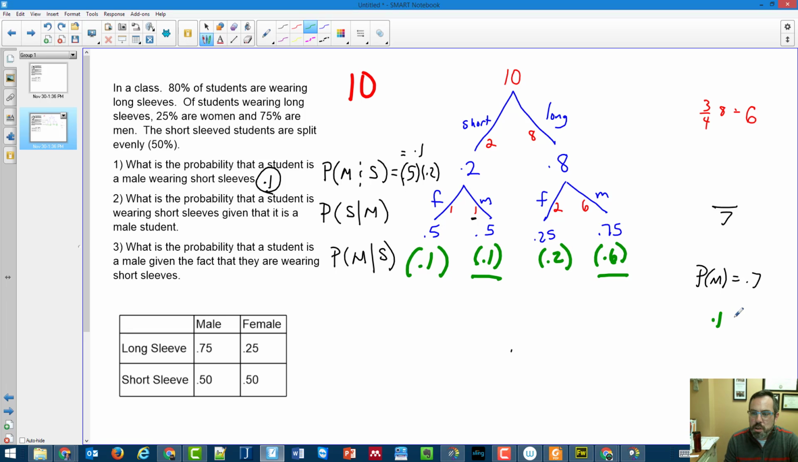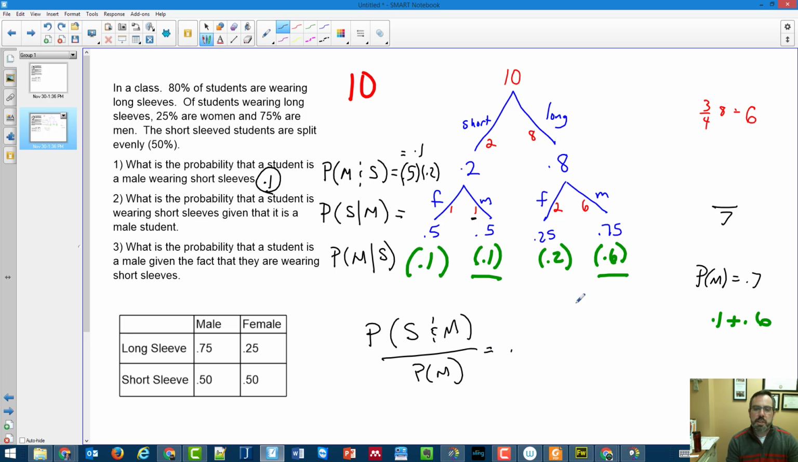All right, so 0.1 plus 0.6. So that was the probability that I'm male. So what is the probability the student is wearing short sleeves given that it is a male student? So what I'm really asking here, short sleeve given that it's a male student, if I break this one apart, I'm really looking for this: the probability that they're short sleeves and male divided by the probability that they are male.